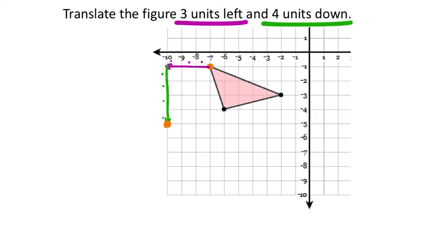So I'm going to go next to this bottom point, kind of the bottom left. And I'd have to go 3 units to the left. 1, 2, 3 units to the left. And then 4 units down. 1, 2, 3, 4. So this takes me down to this ordered pair.